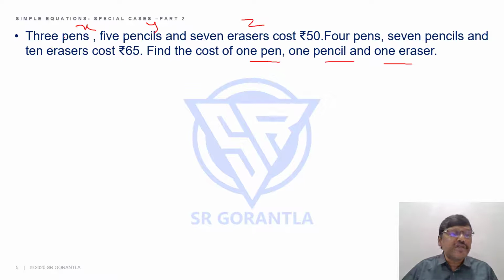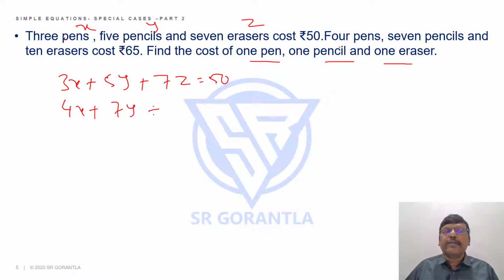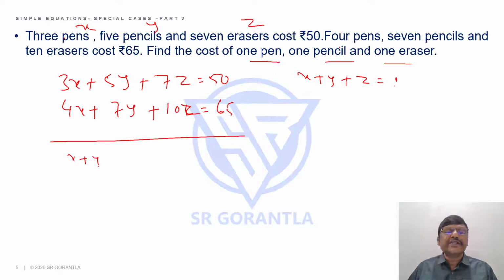If I assume, what is the equation I can write? 3x plus 5y plus 7z equals 50. What about this? 4x plus 7y plus 10z equals 65. You are asked to find x plus y plus z. Can we do it? I want to know what x plus y plus z is.